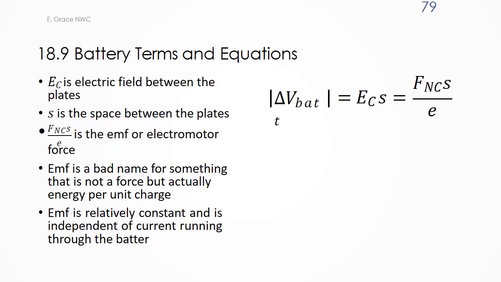All right, so let's understand some battery terms and equations. The electric field, or E_C, is the electric field between the plates. s is the space between the plates. The force non-Coulomb times s over e is called the EMF, which technically stands for electromotive force, but it's a bad name for something that is not actually a force. It's actually energy per unit charge.